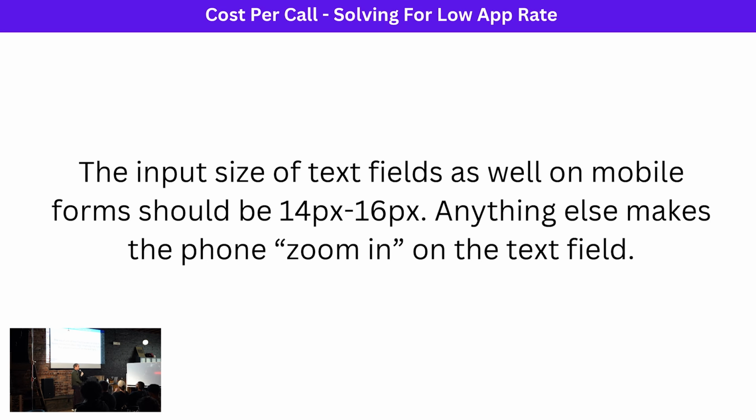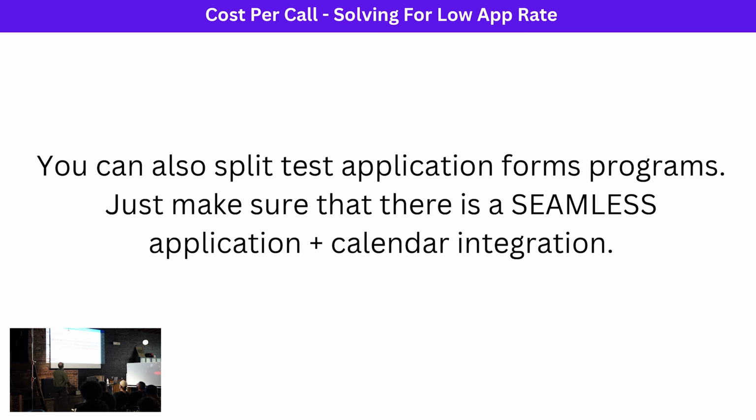This is another thing too. If you're using ClickFunnels for webinars and stuff, or just any input form, make sure that the text field font size is between 14 and 16 pixels. Anything else will make the phone zoom in when you're inputting information. So we had one that we were like, why is it zooming in? And it was on 12. So it kept zooming in on it. It's really annoying for the user. You can also split test application form programs.